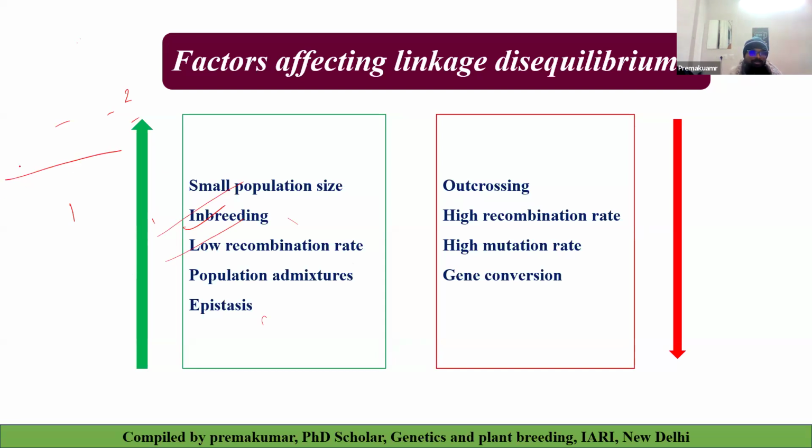See, when recombination is more, definitely there will be independent assortment, meaning the distance will be very high. There will be a chance of more recombination. That's why we are going to get a lower LD value.